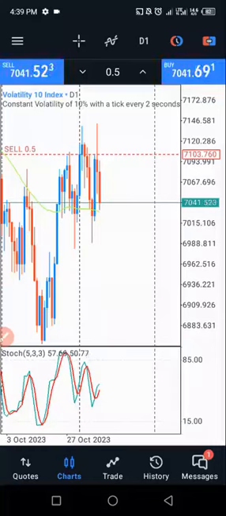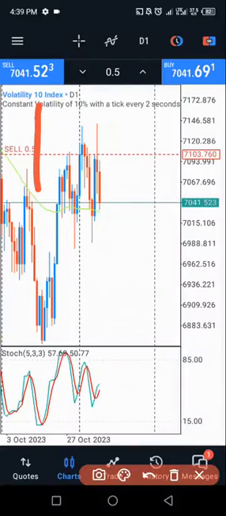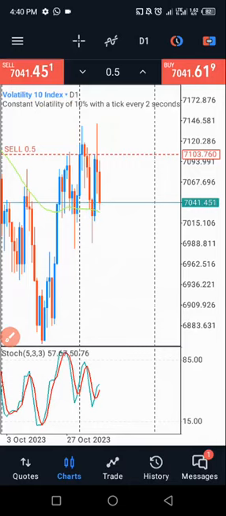So in today's video I'm going to show you how I took my trade entry on VIX 10 index. Alright, I'm going to go to the lower time frame and show you how I took it, but if you look well you will notice that this is the daily time frame. Alright, and my target on this trade is to make sure I get to somewhere here.